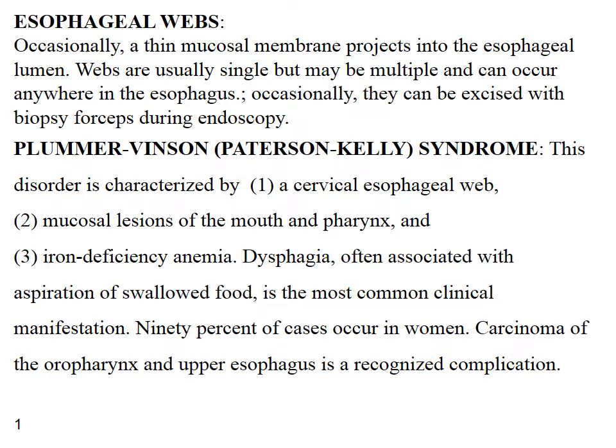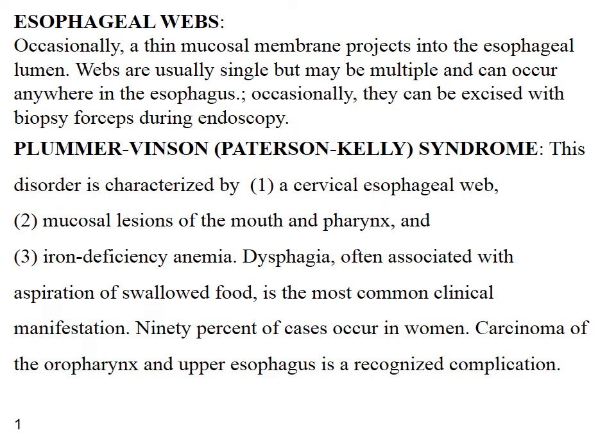That means there's a web in the esophagus which is present in the neck area at the beginning of the esophagus. Number 2, mucosal lesions in the mouth and pharynx, and most importantly there is iron deficiency anemia.